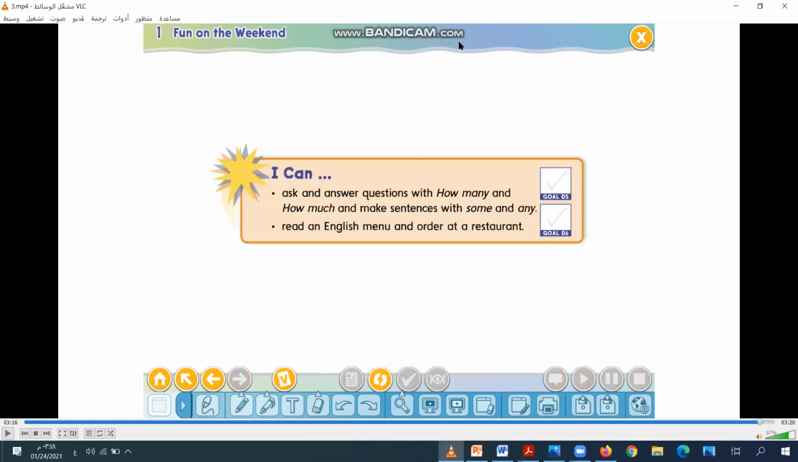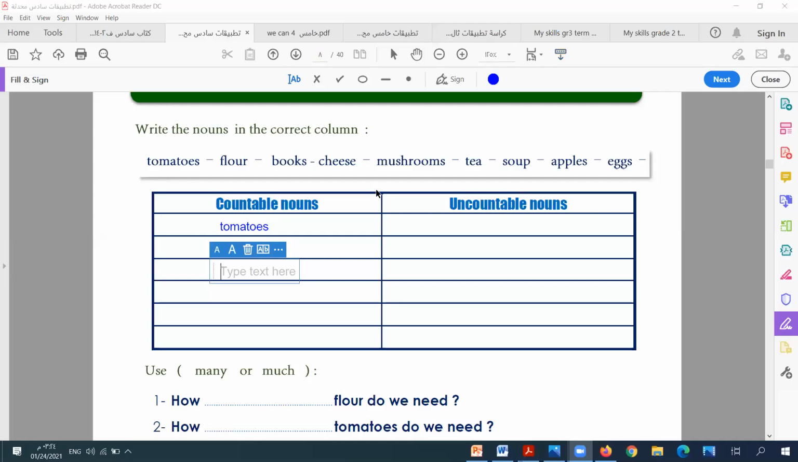Okay, my dears. So I'm going to write the words now in the right places. I'm going to divide these words into countable and uncountable nouns. Tomatoes, box. What else here? Mushroom, tea, soup, apples. Yeah, apples.